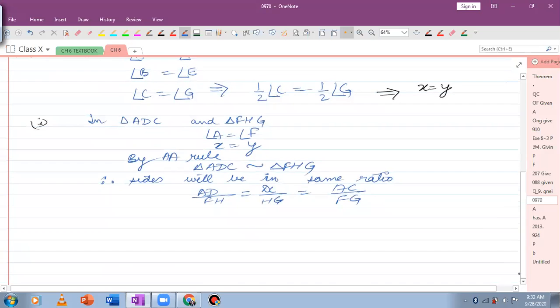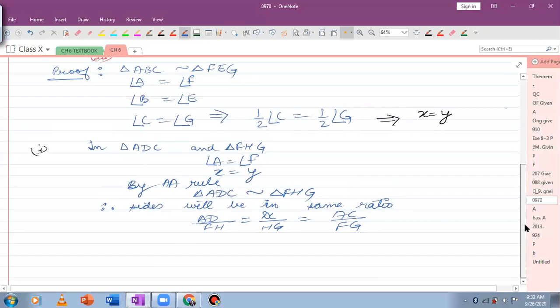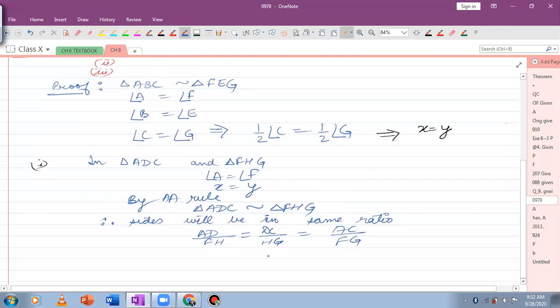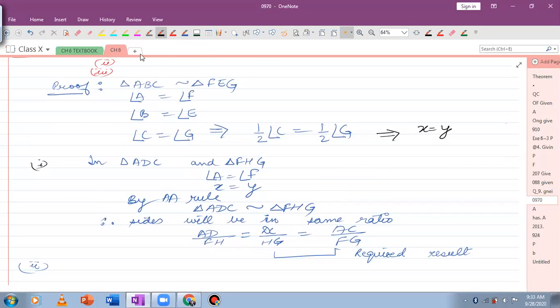So I've written again the three pairs, and from here you can just mark the one you require in your question. This is the one you require. The last two. This is your required result in the first part. Now look at the second part. No, not yet. So we have to prove triangle DCB similar to triangle HGE.